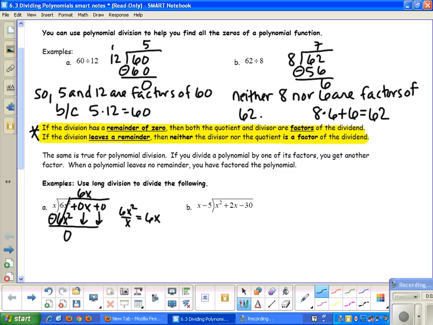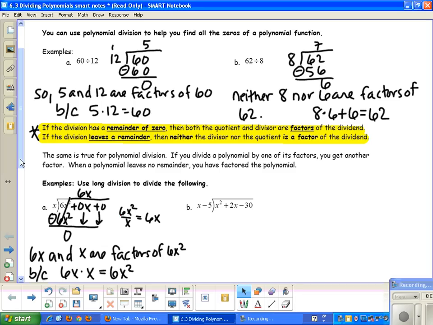Because 6x times x gives me 6x squared, and the remainder is 0, I know that 6x and x are factors of 6x squared, because 6x times x equals 6x squared. So let's do the next one.